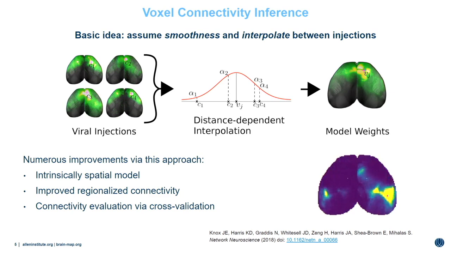And we've also shown that when you summarize this data back to a regional connection matrix, it improves the regionalized connectivity. So what does that look like? And we estimate how well it does with some cross-validation.